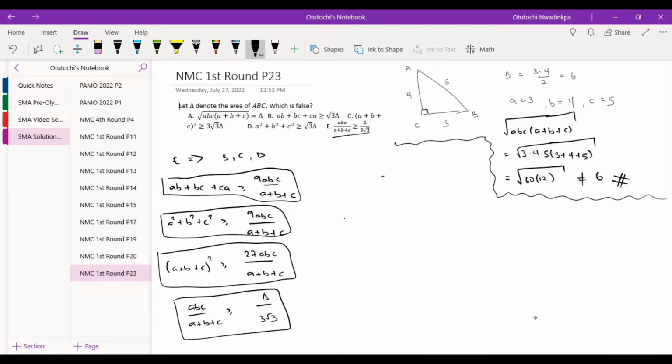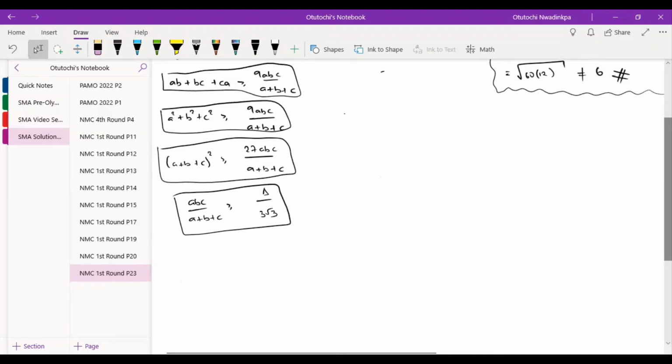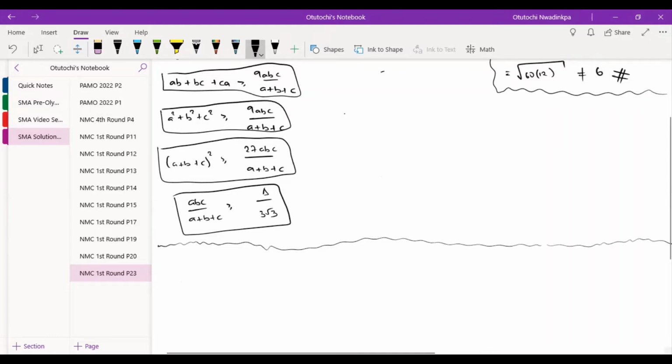So now I'm going to take these as separate entities and try to show them one by one. Right? So let's start with a proper solution. Now I want to show that ABC is greater than or equal to 9 ABC over A plus B plus C.